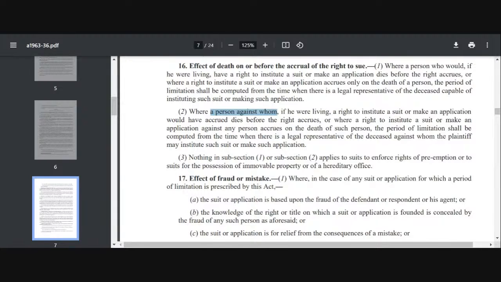The exception given here in section 16 is only for suits to enforce the right of preemption. Second is suits for possession of immovable property, and suits relating to hereditary office. If you look at the exception, there are 3 exceptions: one which applies to suits to enforce the right of preemption, suits for possession of immovable property or of hereditary office. That is my exception under section 16.